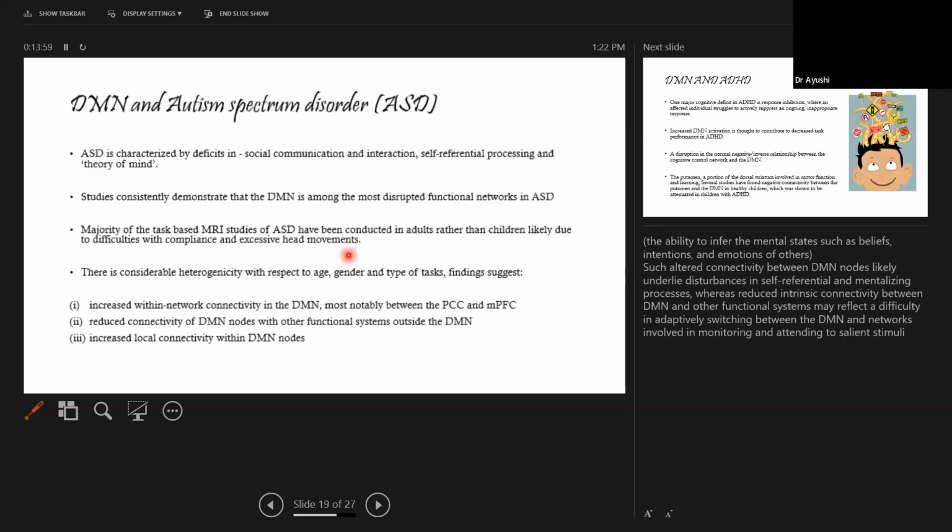Now, DMN and autism spectrum disorder. Autism spectrum disorder, we all know, is characterized by deficits in social communication and social interaction, non-verbal communication, self-referential processing is more, and the theory of mind. The theory of mind basically refers to the ability to understand the mental states and emotions of others. So these aspects we know are a deficit in autism spectrum disorder.